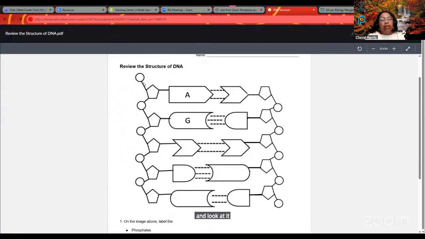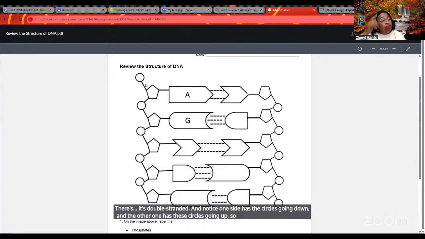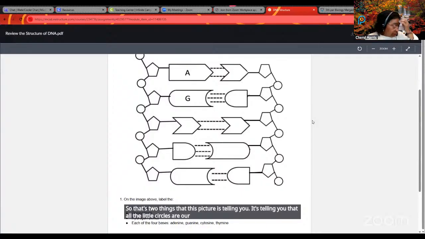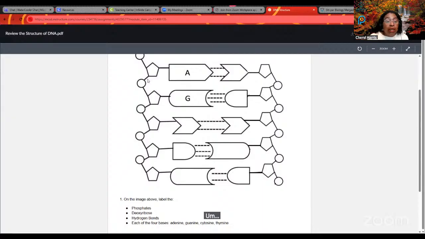And again, it shows you that it's double-stranded. And notice one side has the circles going down and the other one has these circles going up. So that tells you that they're parallel, but they run in opposite directions. So that's two things that this picture is telling you. It's telling you that all the little circles are our phosphates. All our little houses are our deoxyribose, our sugars. And then our bases, the things that we've just been talking about.